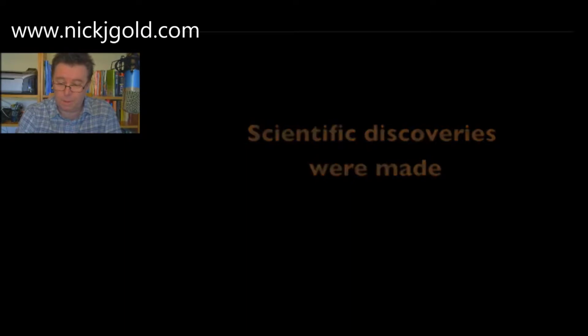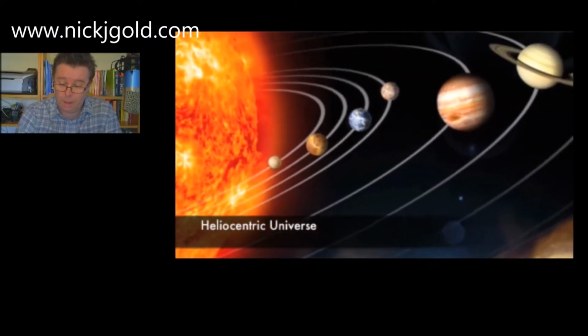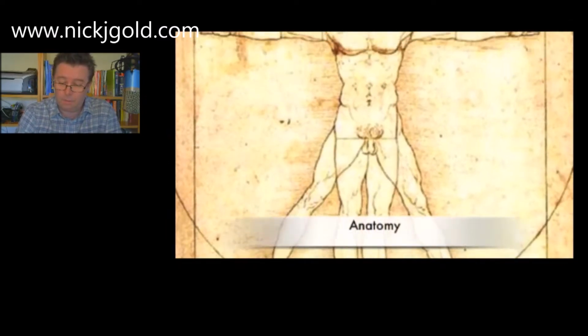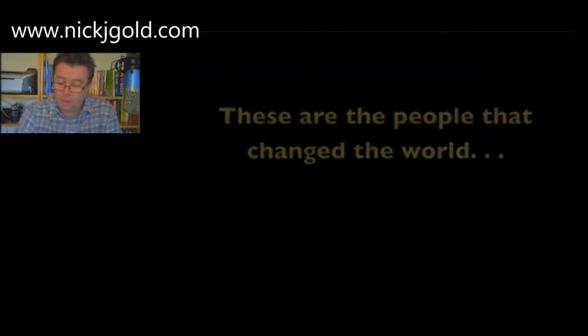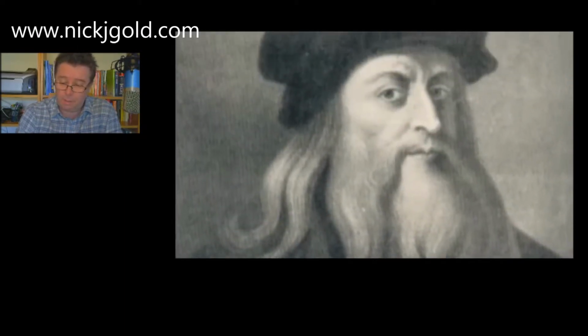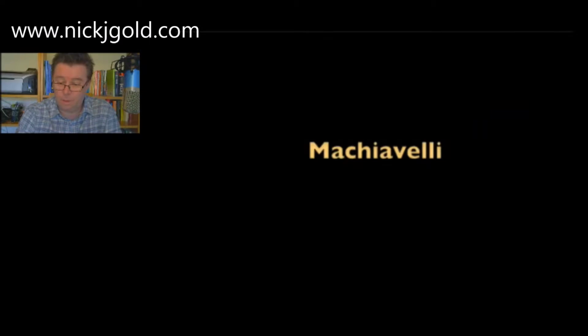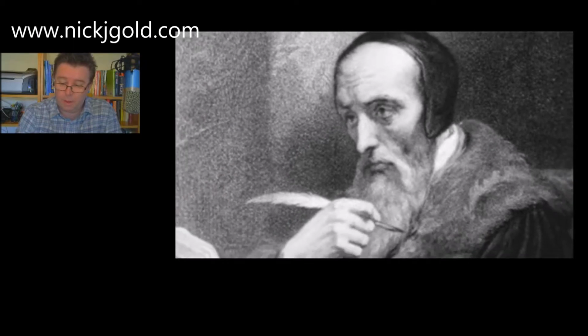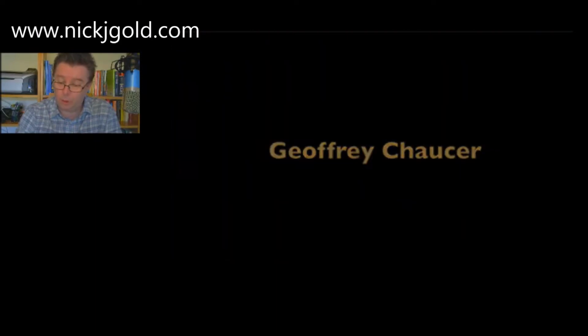Scientific discoveries were made during the Renaissance. Discovery of the circulatory system around the human body, the heliocentric universe, the idea of the solar system being centered on the sun, anatomy. These are the people that changed the world. Some famous people associated with the Renaissance: Leonardo da Vinci, Galileo, Copernicus, the astronomer, Machiavelli, the political theorist, John Calvin, a religious reformer, Queen Elizabeth I of England, that is, King Henry VIII, a Renaissance figure, Geoffrey Chaucer, the playwright.